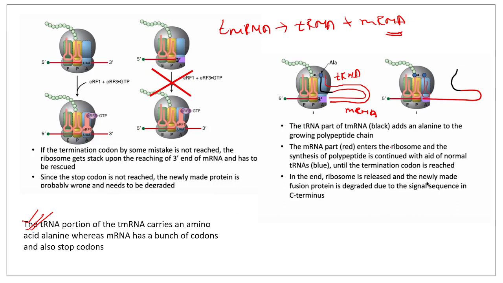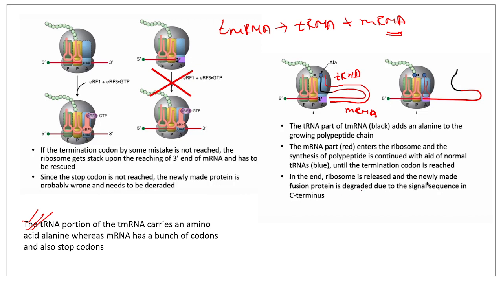Okay. The mRNA enters the ribosome and synthesis of the polypeptide is continued with the aid of normal tRNA until the termination codon is reached. So basically what will happen is that first the tmRNA will provide alanine, and like a normal translation, it will keep on synthesizing, increasing one or two amino acids, and then eventually the mRNA portion of this tmRNA has stop codons. So stop codons would be provided through the mRNA portion. Okay. So this mRNA will help in providing the stop codon, and the tRNA portion of the tmRNA in a way replicates the normal translation process.